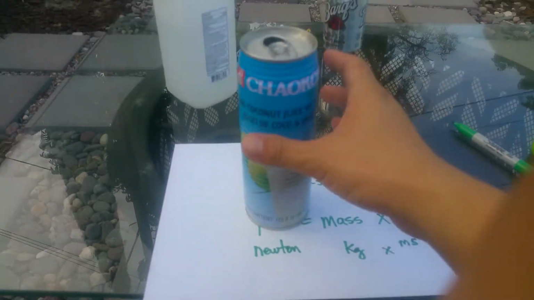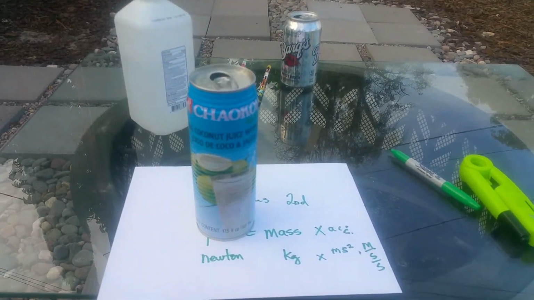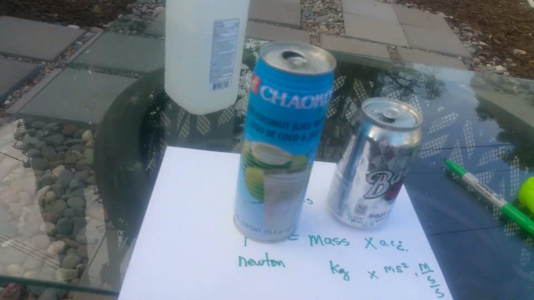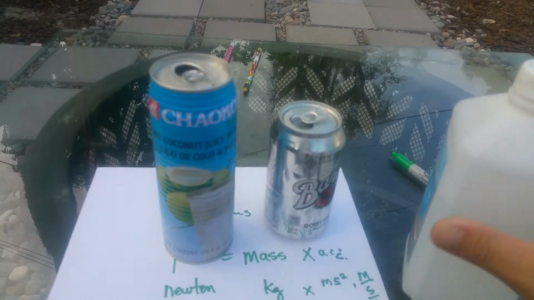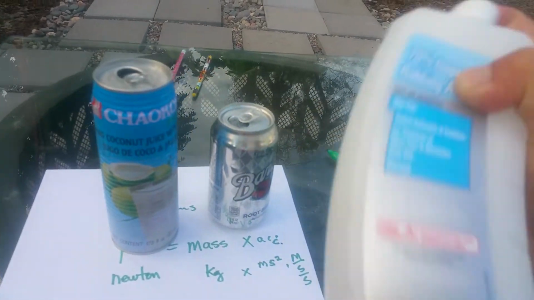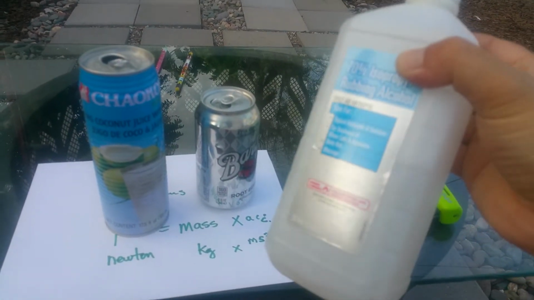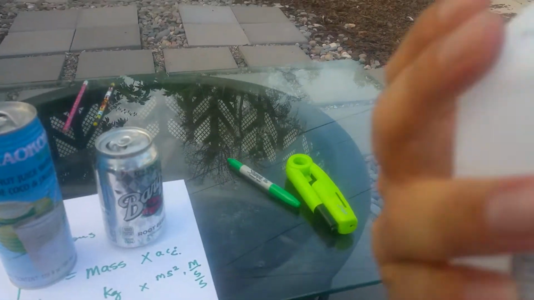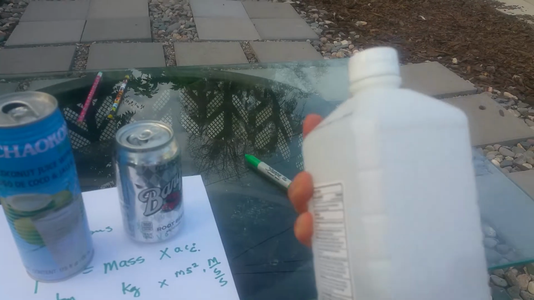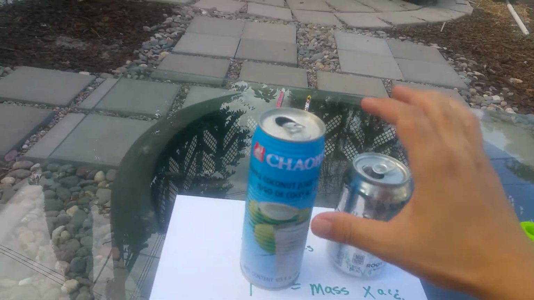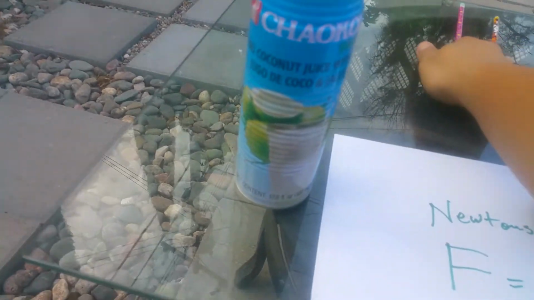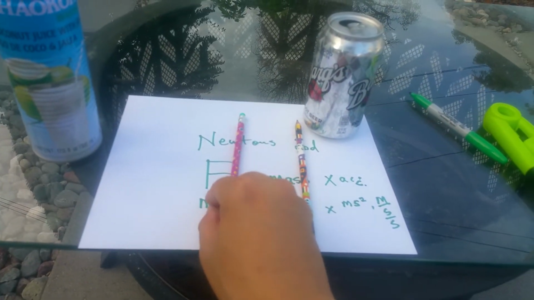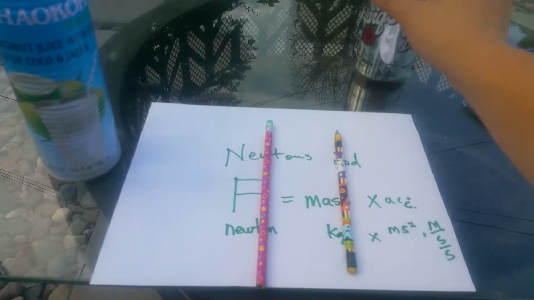So here we're gonna do a short demo. We'll have 2 cans. And here we have rubbing alcohol. So first shake the rubbing alcohol. You gotta get this shaken. This is like expired years ago, 2016, but it still works for our purposes. So what I'm gonna do is put the 2 cans on some pencils and see how they accelerate.